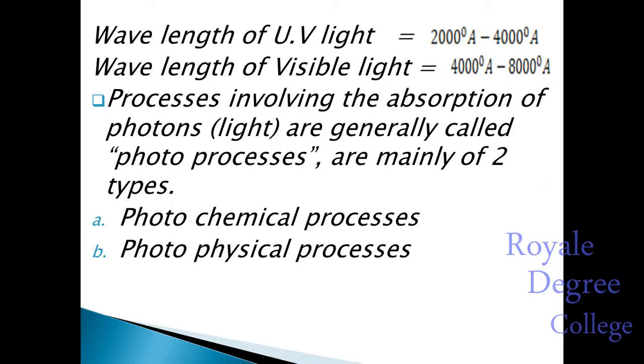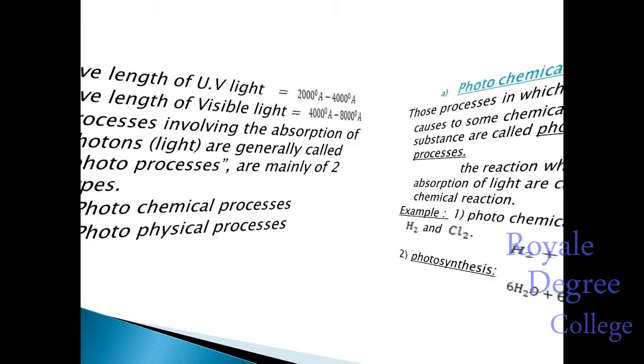The wavelength of ultraviolet light is 2000 angstrom to 4000 angstrom. The wavelength of visible light ranges from 4000 angstrom to 8000 angstrom. The processes involving the absorption of photons, that is light, are generally called photoprocesses. They are mainly of two types. The first one is photochemical processes and the second one is photophysical processes.